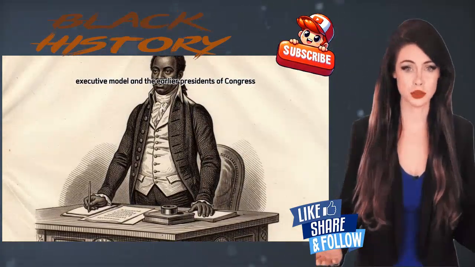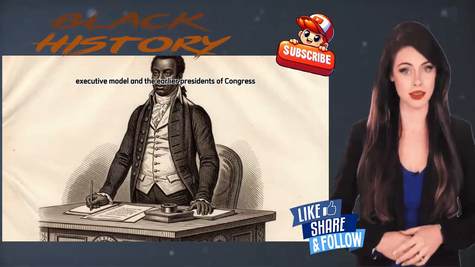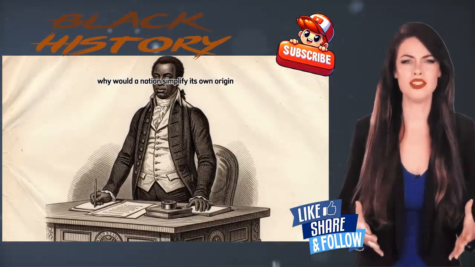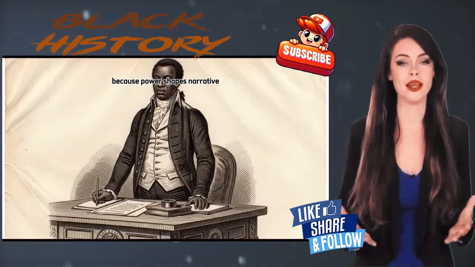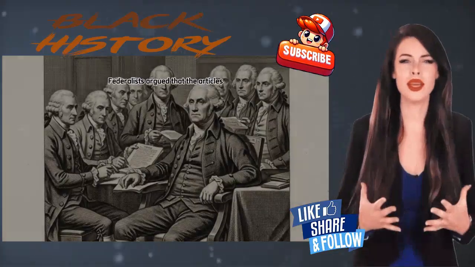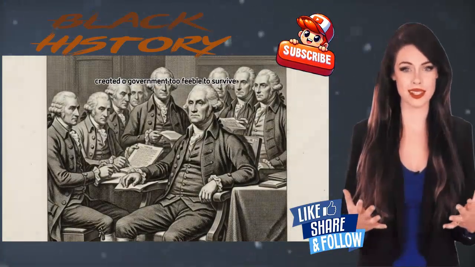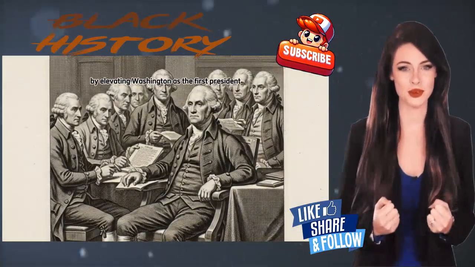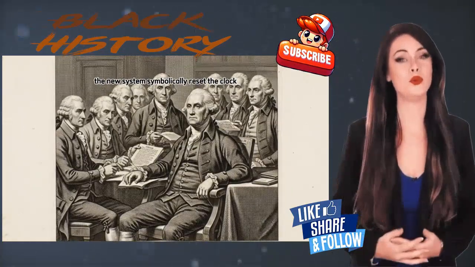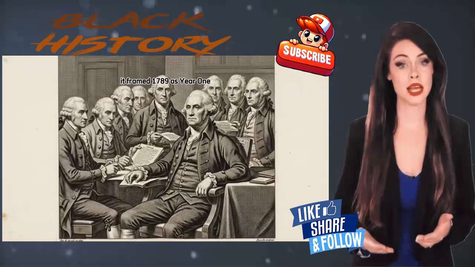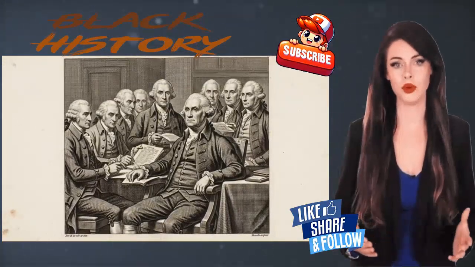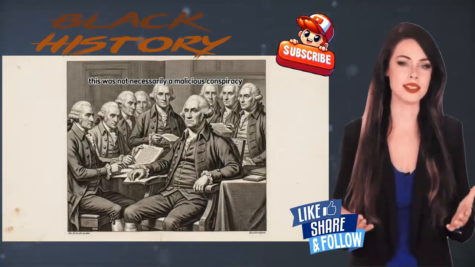Yet when the Constitution replaced the Articles, the previous system was treated almost like a draft that never counted. The national memory pivoted hard toward the stronger executive model, and the earlier presidents of Congress became historical footnotes. Why would a nation simplify its own origin? Because power shapes narrative. The Constitution was framed as a corrective to weakness. Federalists argued that the Articles created a government too feeble to survive. By elevating Washington as the first president, the new system symbolically reset the clock. It framed 1789 as year one. The earlier period became a prelude rather than a beginning.